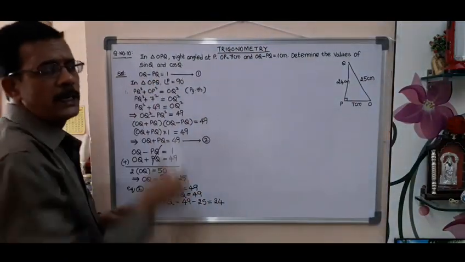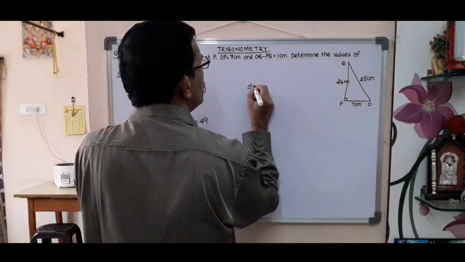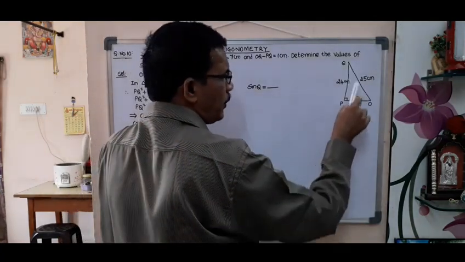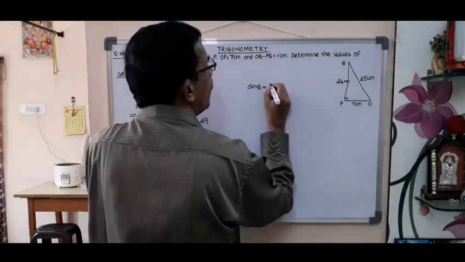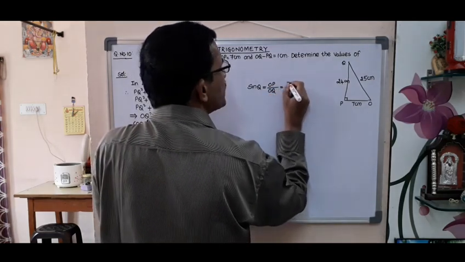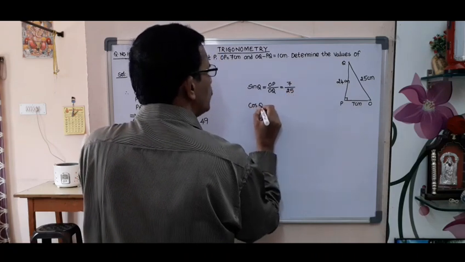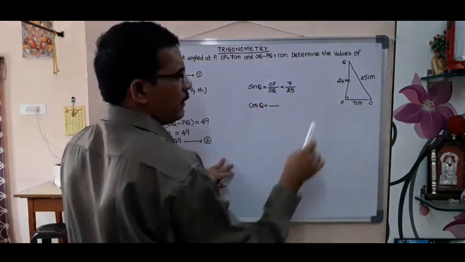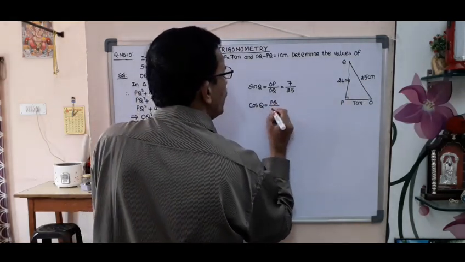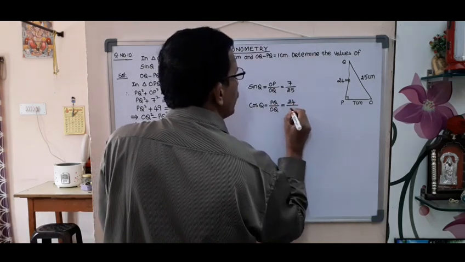Now let us find sin Q and cos Q values. Sin Q. From the figure, sin Q definition, opposite by hypotenuse. OP by OQ. OP length is 7. OQ length is 25. Now cos Q. Cos definition, adjacent by hypotenuse. So PQ by OQ. That is equal to 24 by 25.